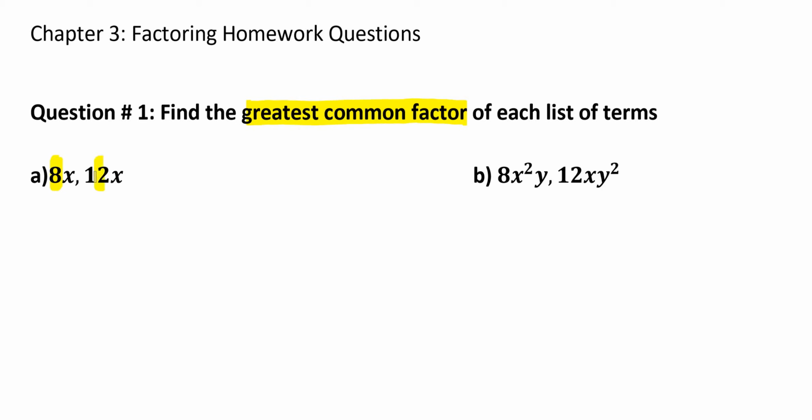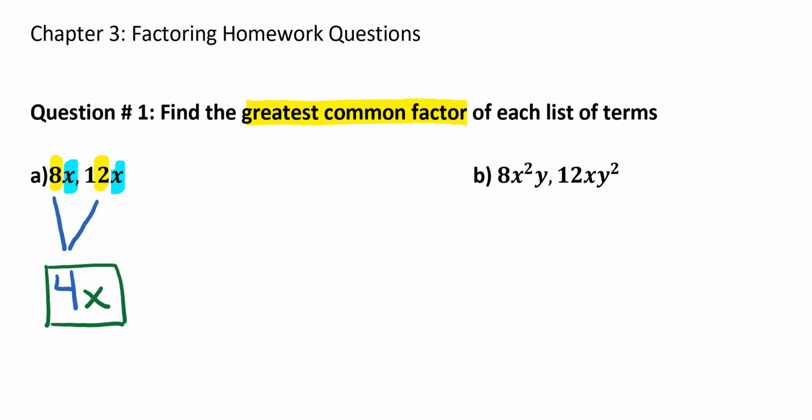So for 1a, I have 8 and 12. The biggest number that divides 8 and 12 at the same time is the number 4. And if I take a look at the variables, I have a single x and a single x. So since both terms have a single x, I can remove a single x from both of them. And my final answer here would just be 4x as my greatest common factor.